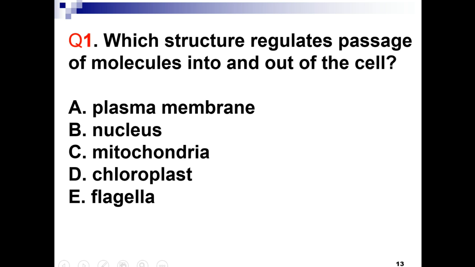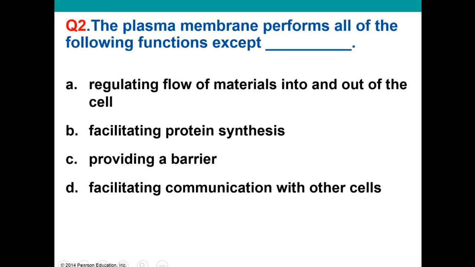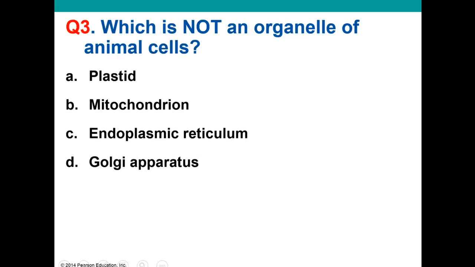Question 1. Which structure regulates passage of molecules into and out of the cell? Choose the correct answer. Question 2. The plasma membrane performs all of the following functions except. Choose the correct answer. Question 3. Which is not an organelle of animal cells? Choose the correct answer.